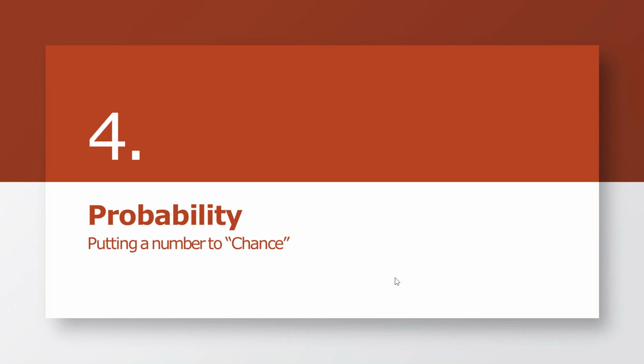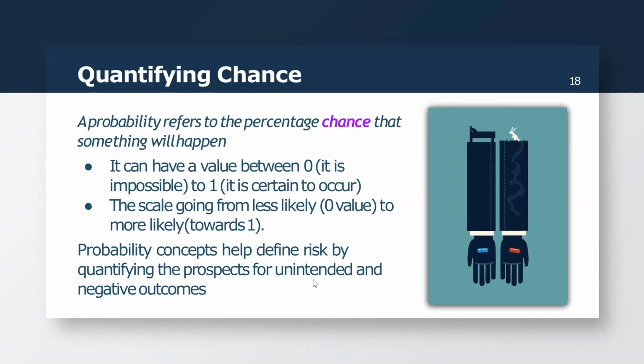Probability, putting a number to chance. So probability comes more under prospective analysis, where we are trying to figure out what the future will be. But anyway, it's a very important part of statistics. So let's just go through this.